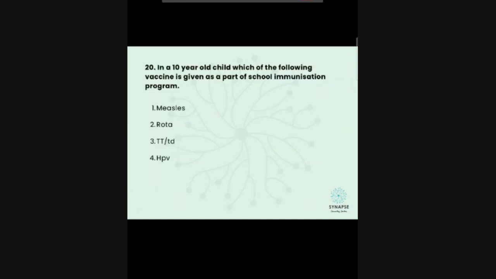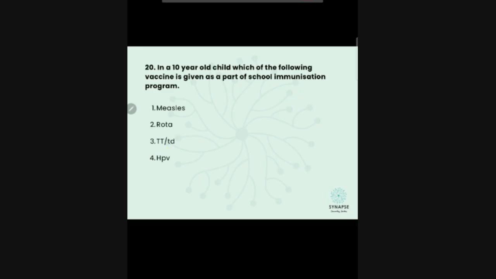Vaccines, we commonly get too many questions. In a 10-year-old child, which of the following vaccines is given as part of the school immunization program? Whether it is measles, rota, TT or Td or HPV, the answer is nothing but TT or Td. So we give tetanus toxoid.